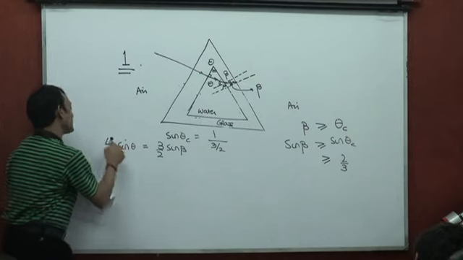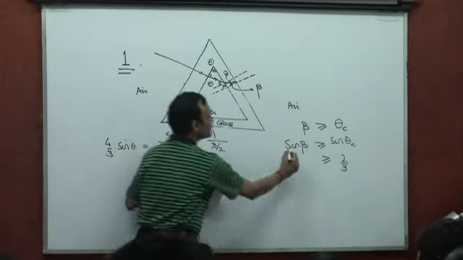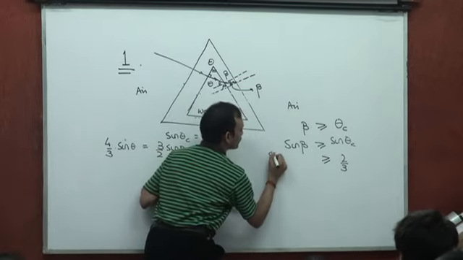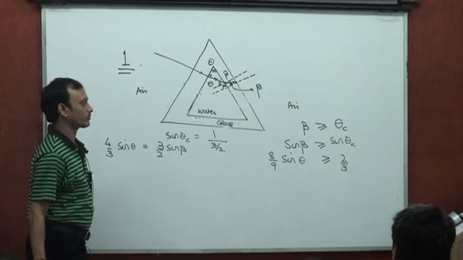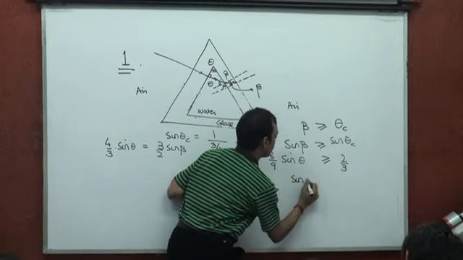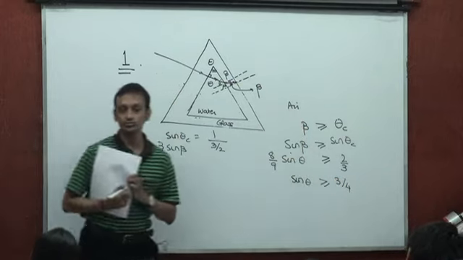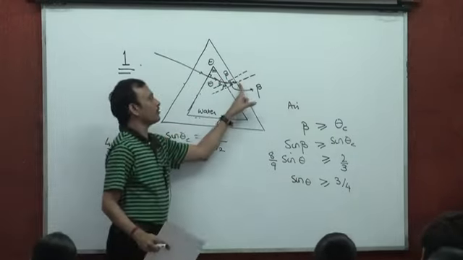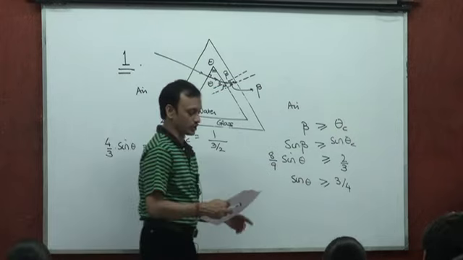Therefore, sine beta is 8/9 sine theta. So, right here, I replace this sine beta by 8/9 sine theta. So, we have sine theta greater than or equal to 3 by 4. Such should be theta, right? In order that the ray of light at the glass-air interface is not able to emerge. Right? This is what should happen.